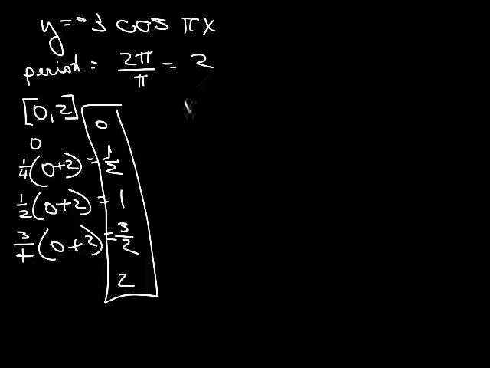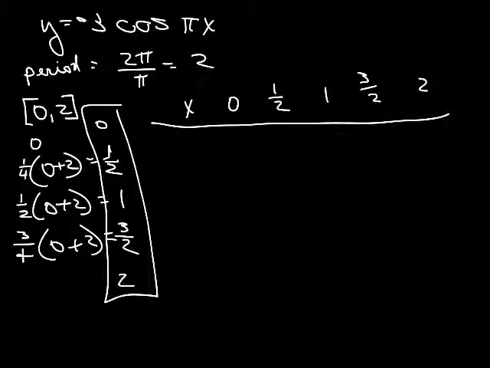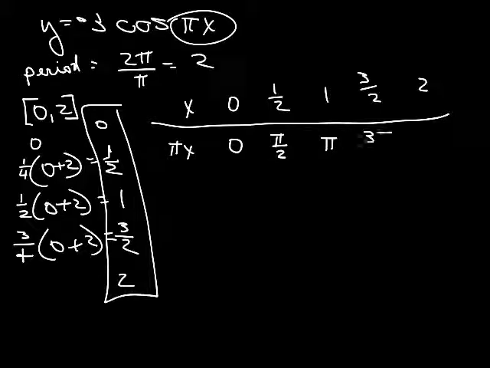So let's go ahead and put our x here: 0, 1/2, 1, 3/2, and 2. So those are my x's. Alright, now I'm going to do pi times x. So pi times 0 is 0. Pi times 1/2 is pi over 2. That'll be pi. That'll be 3 pi over 2, and that'll be 2 pi.